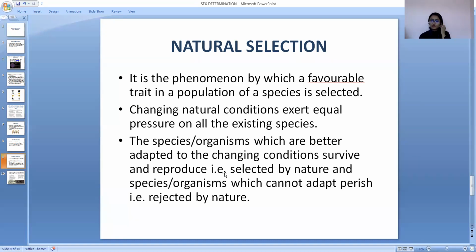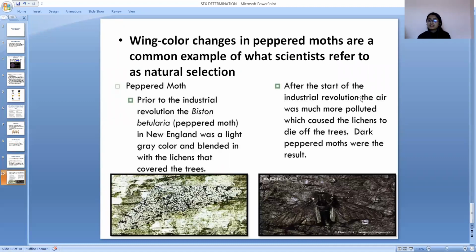A peppered moth, for example, जब इंडस्ट्रियलाइजेशन नहीं हुआ करती थी, जब इंडस्ट्रीज नहीं हुआ करती थी, पोल्यूशन नहीं हुआ करता था, तो पेड़ों में लाइकन्स हुआ करते थे. लाइकन्स, यू नो, इट इज अ सिम्बायोटिक रिलेशनशिप ऑफ फंगस एंड अल्गे. लाइकन्स, ठीक है. उस लाइकन से पेड़ों की अपीयरेंस व्हाइट होती थी, बार्क व्हाइट होती थी.